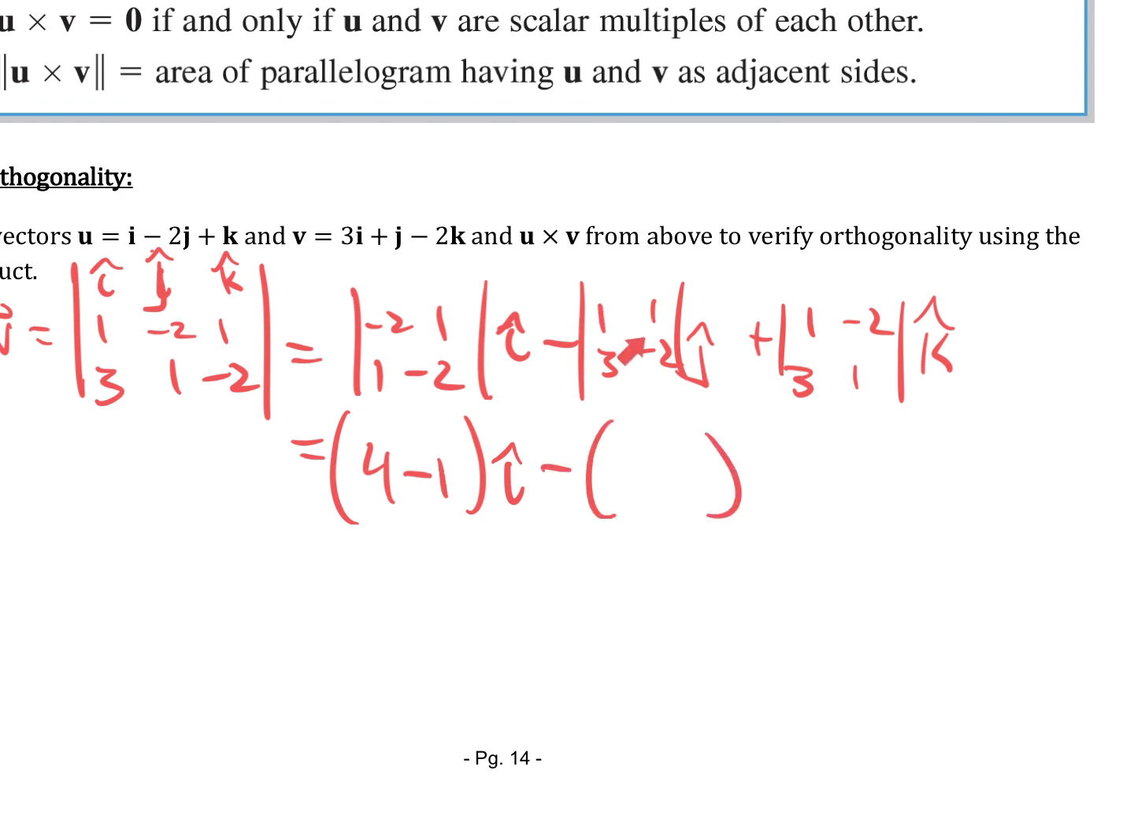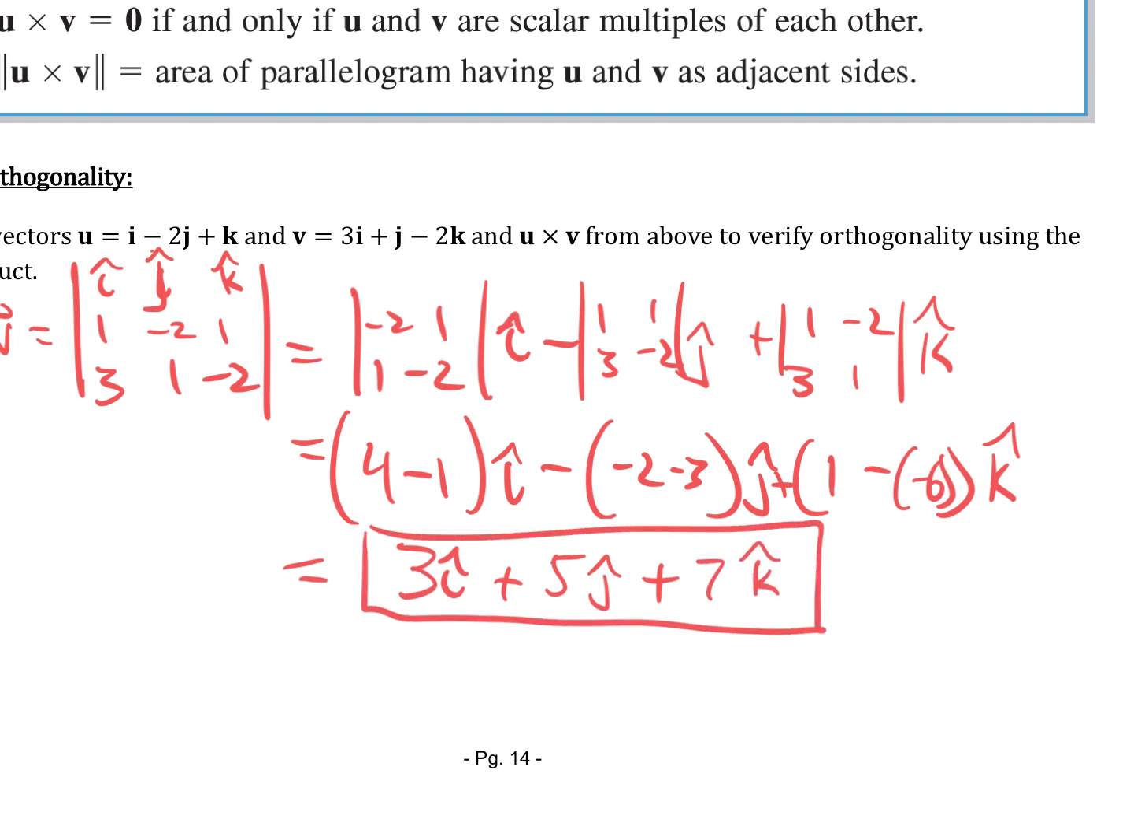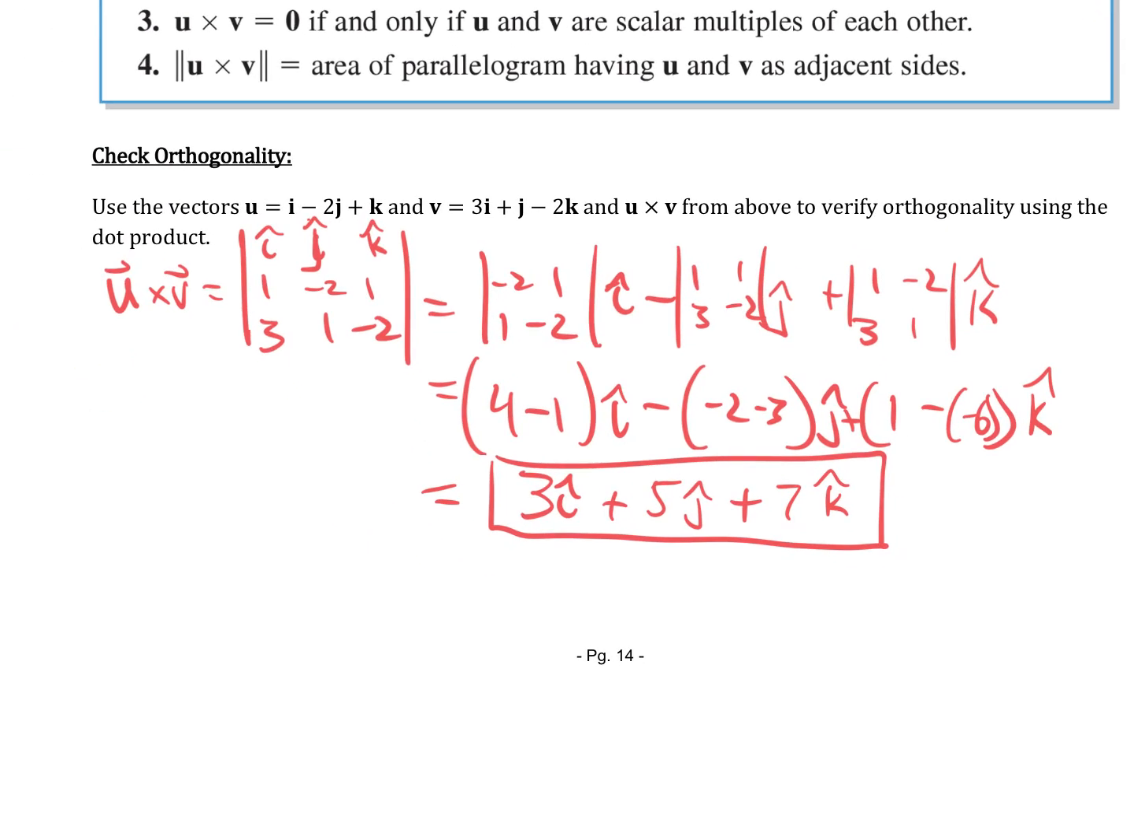Minus, and we've got negative 2 minus 3, plus 1 times, 1 minus, 3 times negative 2 is negative 6. And that gives us 3i, and this is negative 5, so plus 5j, and this gives us plus 7k. There's our new vector. So this is u cross v. All right, let's call that w.